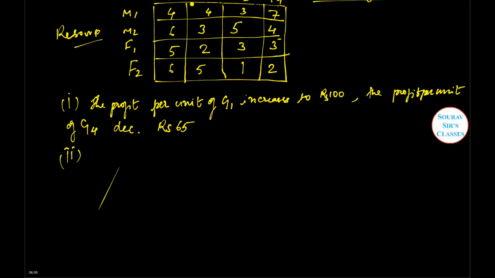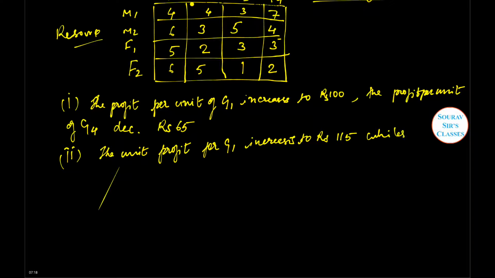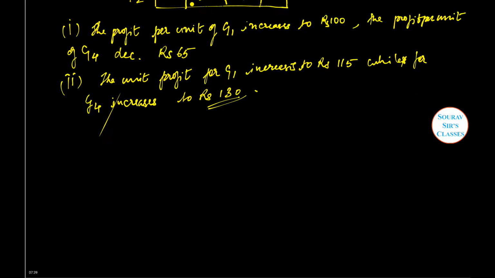Case 2 says that the unit profit for G1 increases to rupees 115, while for G4 it increases to rupees 130. Now the solution.